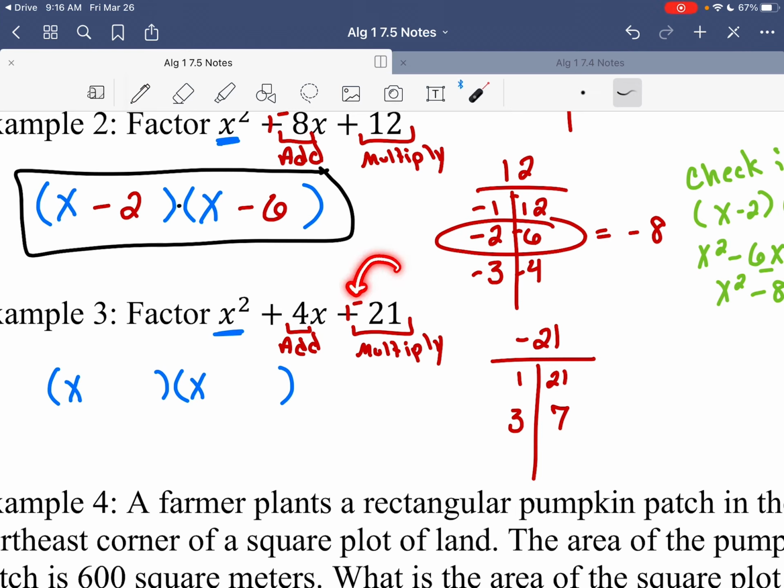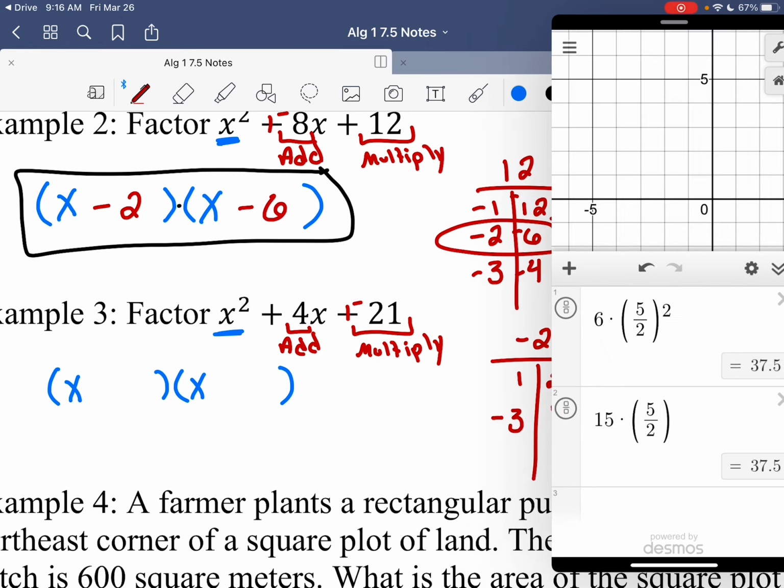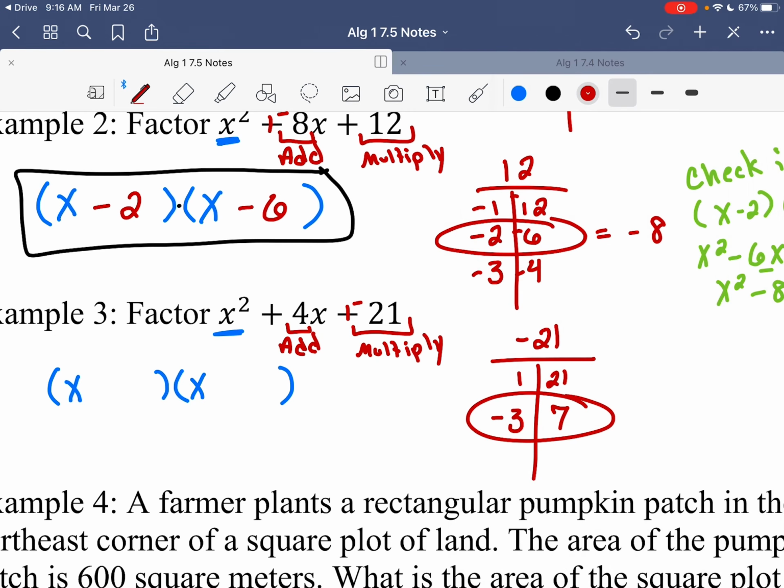An important thing to note here is that I want to multiply to get negative 21, so one of them is going to have to be negative. If we have negative 3 times 7, that gives me negative 21. And negative 3 plus 7 is positive 4, because they're different signs. So that tells me I'm going to need a negative 3 and a positive 7 to get negative 21 when I multiply them. And when I add them, I get positive 4.